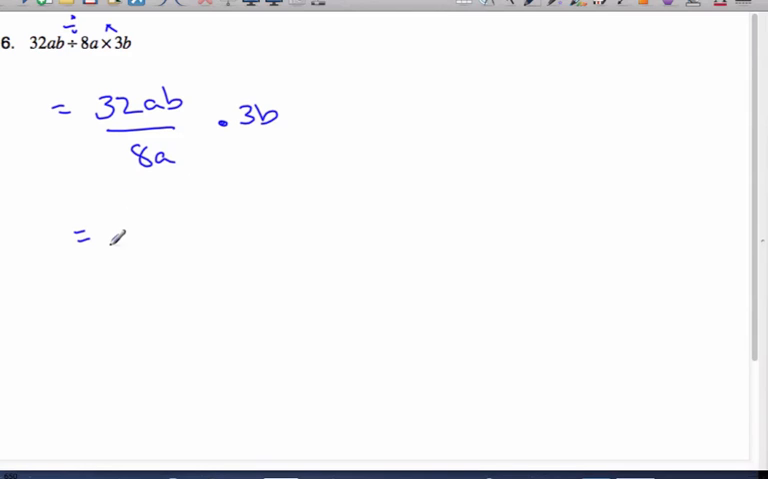Now we can simplify that fraction. We have 32 and 8, so I can divide both of those by 8, and I'm left with 4 in the numerator. And then I have a on top and a on bottom, which ends up being 1. So I'm left with 4b times 3b. And then 4 times 3 is 12, b squared. And we're done. Good luck.